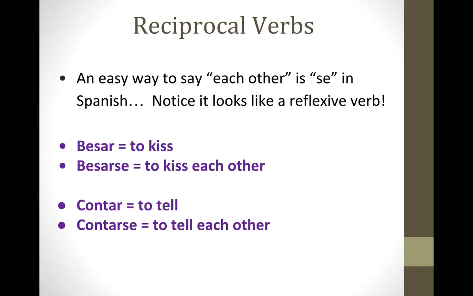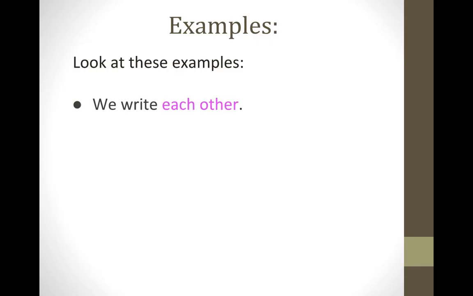So, let's talk about what happens when we go to conjugate these reciprocal verbs. When I say here, we write each other, remember the verb to write is escribir. So the infinitive to write each other would be escribirse. If you conjugate that in the present tense, you would get nosotros nos escribimos. All I did there was make the verb end in se, and then I conjugated it appropriately.